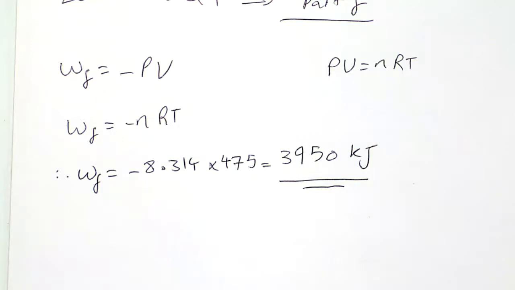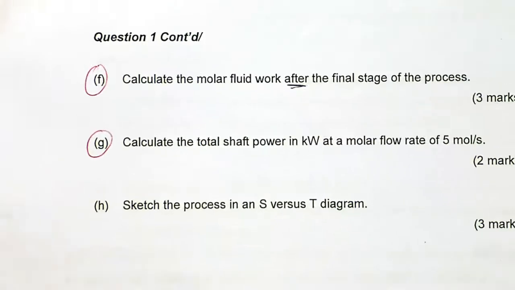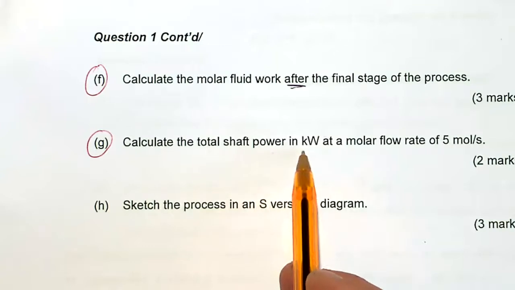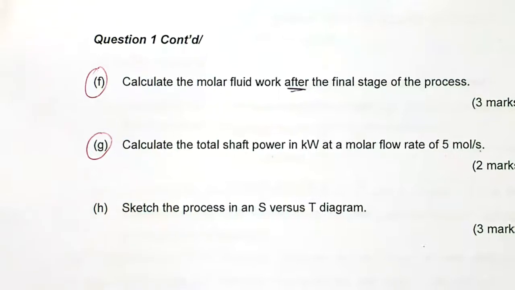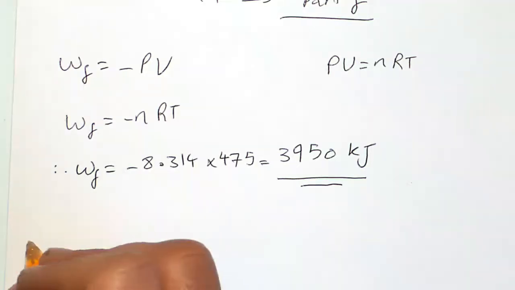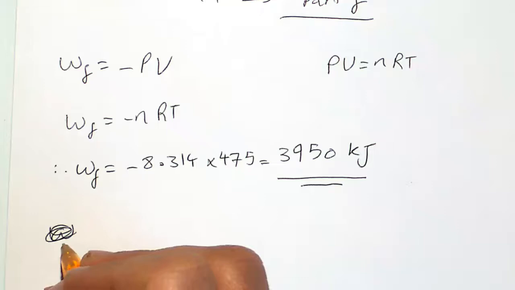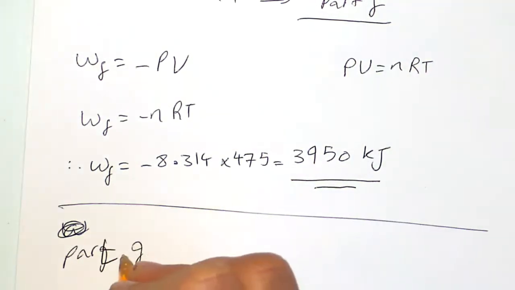Now to continue, I'm just going to go over part G. There was a mistake in part G. If I show you the question again: calculate the total shaft power in kilowatts at a molar flow rate of 5 moles. Now there are 2 stages. So to calculate this, there are 2 adiabatic stages. Hence we use the formula for W. So this is part G rather.